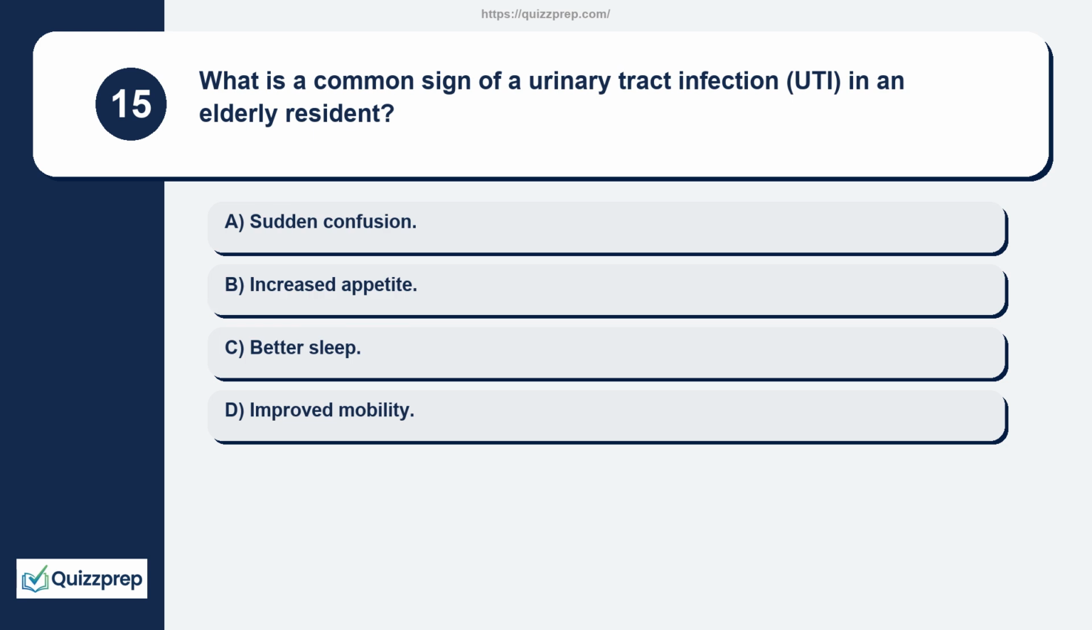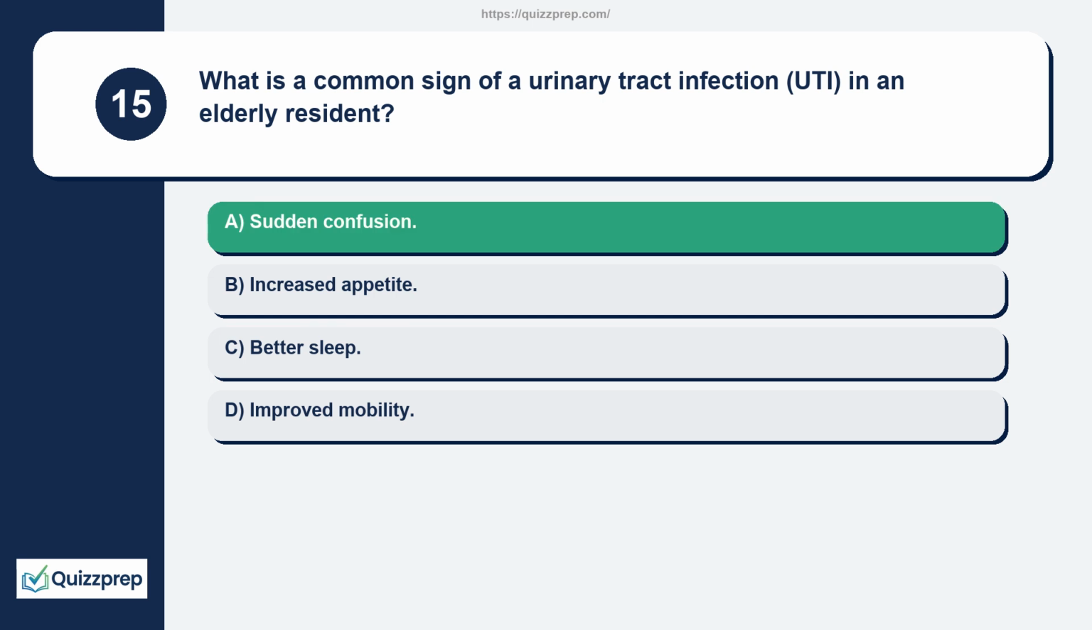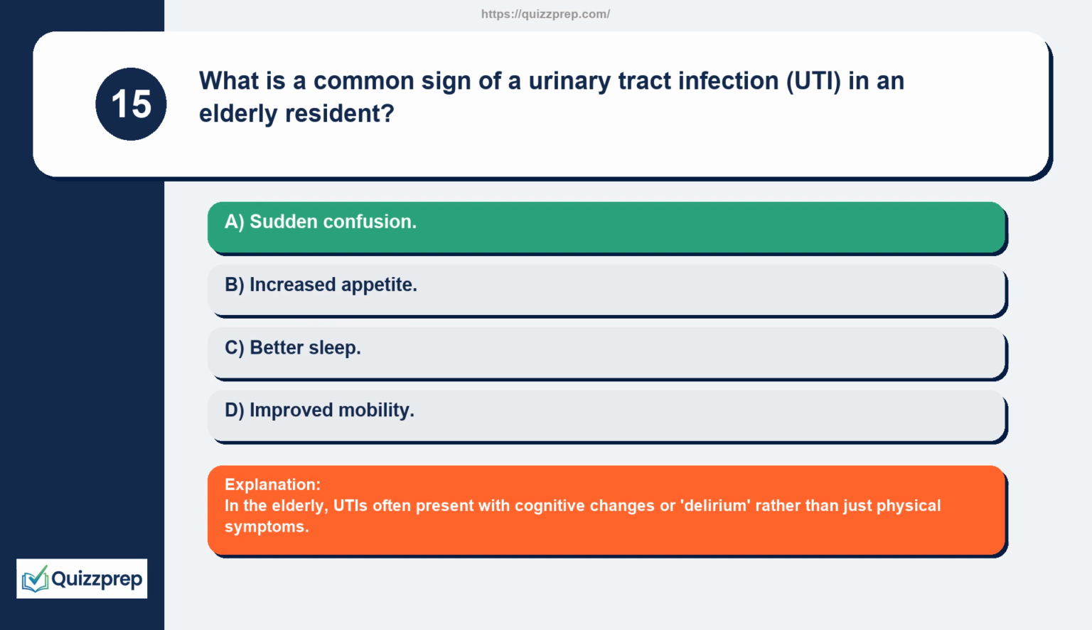Question 15. What is a common sign of a urinary tract infection, UTI, in an elderly resident? Sudden confusion, increased appetite, better sleep, improved mobility. In the elderly, UTIs often present with cognitive changes or delirium rather than just physical symptoms.